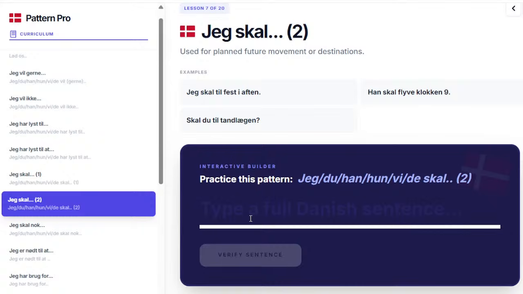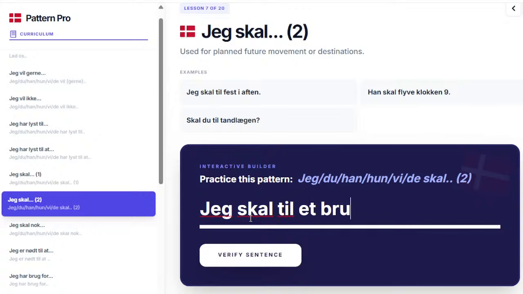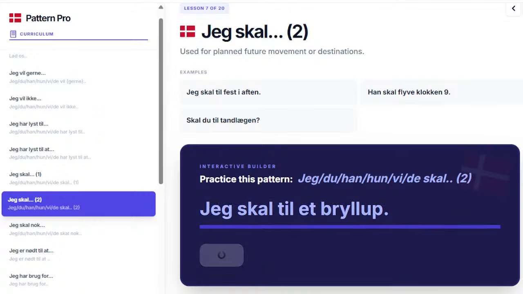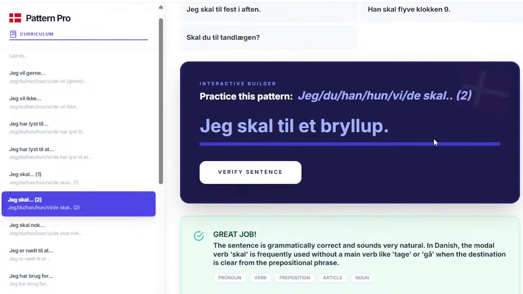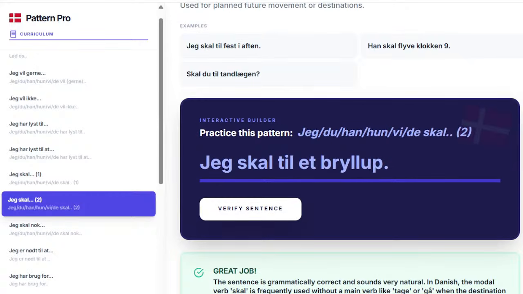Skal du til tandlægen? So an appointment. Jeg skal til et bryllup. It's a classic bryllup. Jeg skal til et bryllup. And bryllup is of course a wedding, right? Jeg skal til et bryllup. That's it. Yes. And yeah, you don't even have to say jeg skal gå or tage. Just jeg skal. It's enough. So that's nice. Jeg skal til et bryllup.